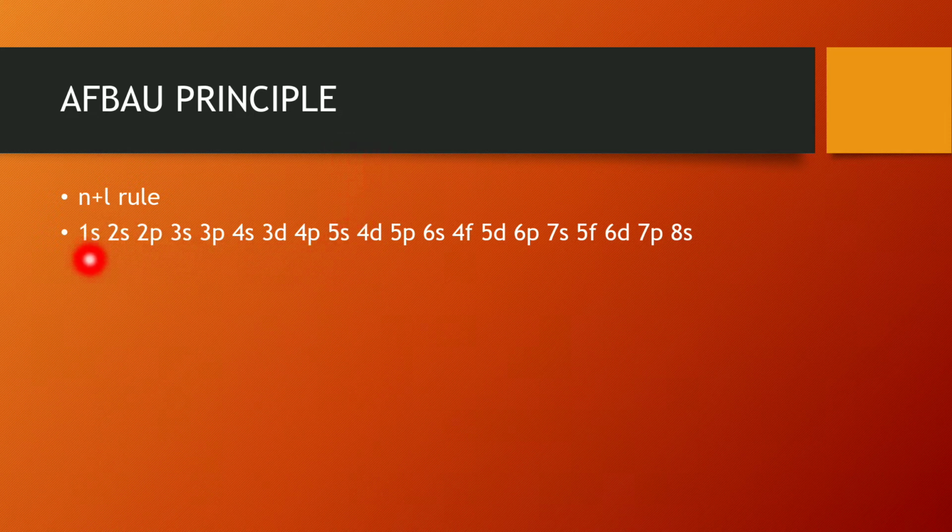Many times when you see the configuration, you see a series like this. First we have 1s, then 2s, 2p, 3s, 3p, and then we get 4s. Why not 3d? Basically, the energy of the 4s orbital is less than the 3d orbital. This is explained by the Aufbau principle. Now let's get deeper into it.